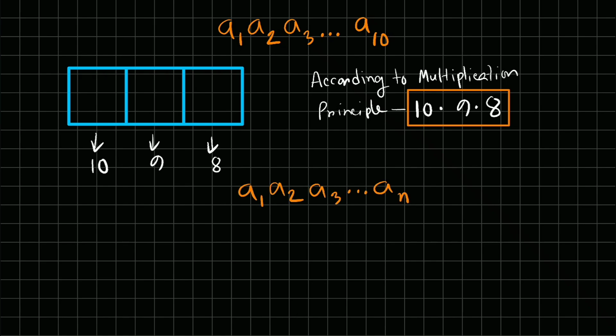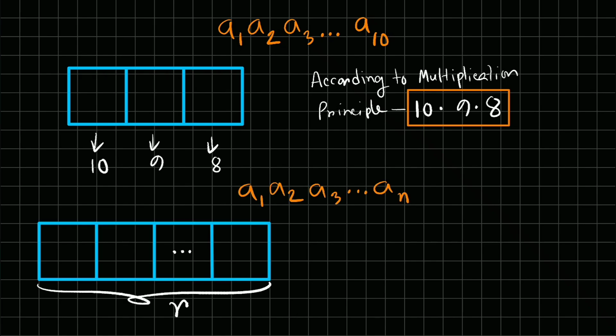What about the generalized idea where we have n objects and we want to permute r objects out of those n objects? Well, to understand this, we are going to write this in a slightly different way. We will write 10 as 10 minus 1 plus 1, 9 as 10 minus 2 plus 1, and 8 as 10 minus 3 plus 1, where this 3 represents the number of objects we are permuting.